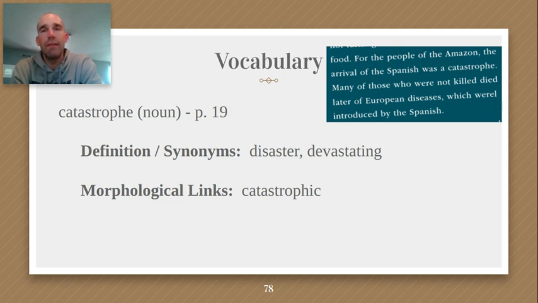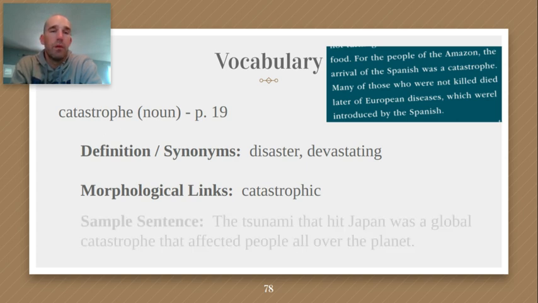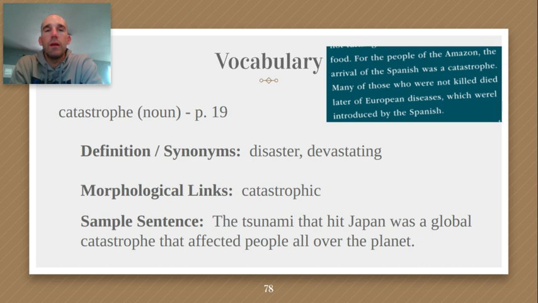It's essentially something devastating. So this was a disaster for the people of the Amazon because it killed so many of them. And it was a catastrophic event. So we turn that, with the IC on the end, into an adjective from a noun: catastrophic. And my sample sentence at the bottom says the tsunami that hit Japan was a global catastrophe that affected people all over the planet.